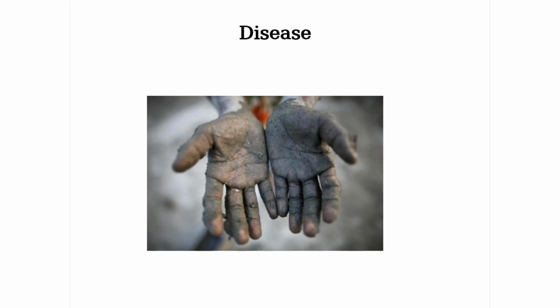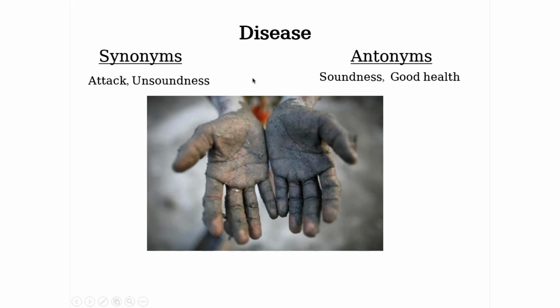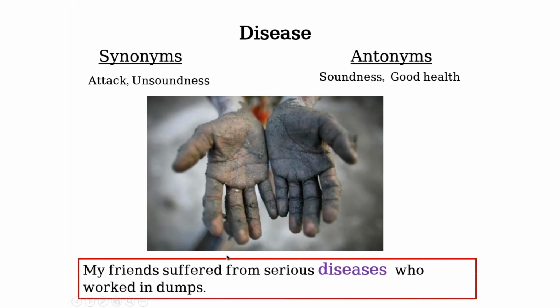Another word, disease. Yes, we know the word disease when we get infected or ill or when we become sick. This is called disease. That means attack or unsoundness. And the antonyms of the word disease are soundness or good health or health. Let's see the sentence. My friend who worked in dumps suffered from serious diseases.